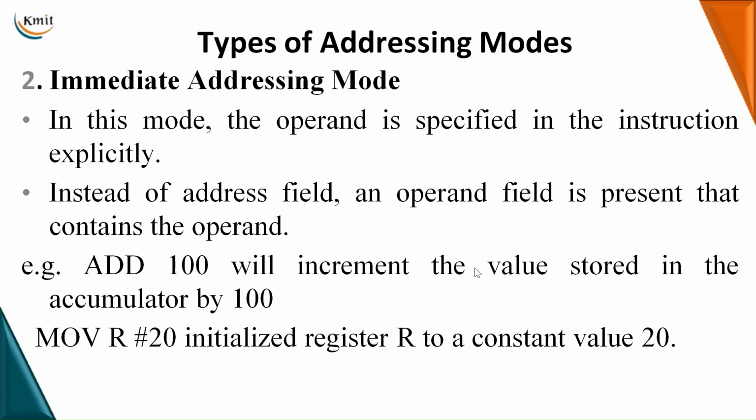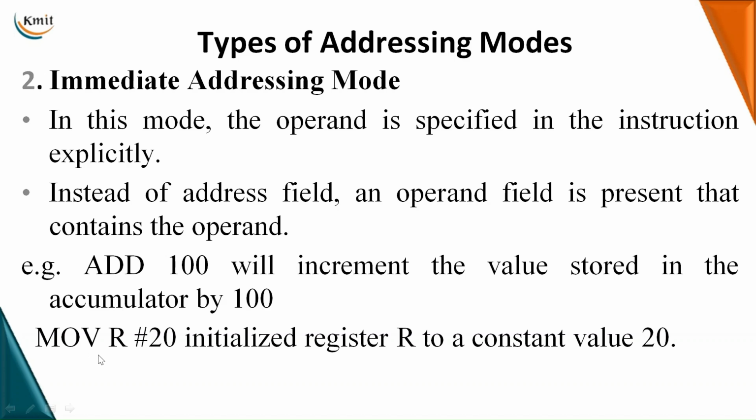The next type of addressing mode is immediate addressing mode. In this mode, the operand is specified in the instruction explicitly, not in the definition of the instruction. Instead of an address field, an operand field is present that contains the operand. For example, add 100. Add is your opcode and the address part contains 100. This instruction will increment the value stored in the accumulator by 100, whatever the contents of the accumulator are.